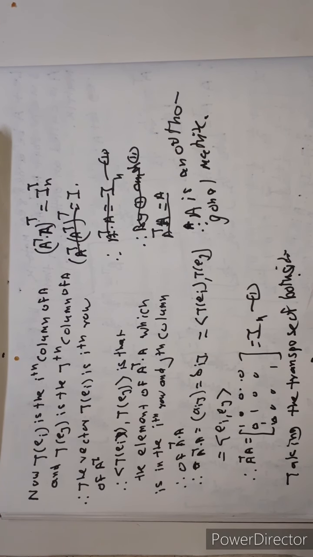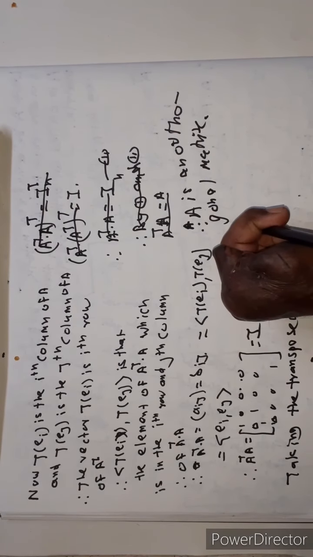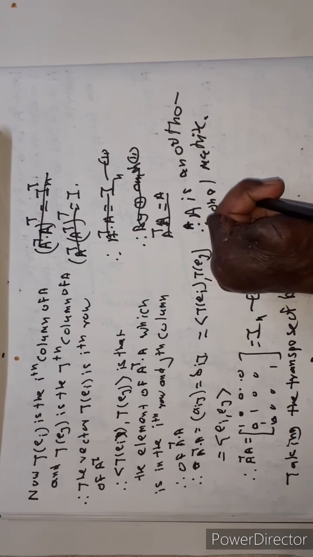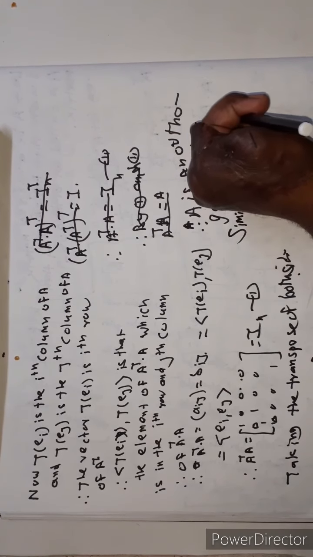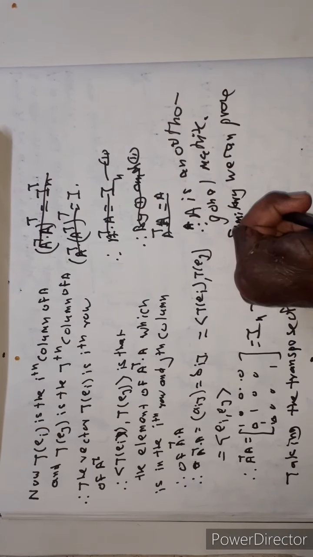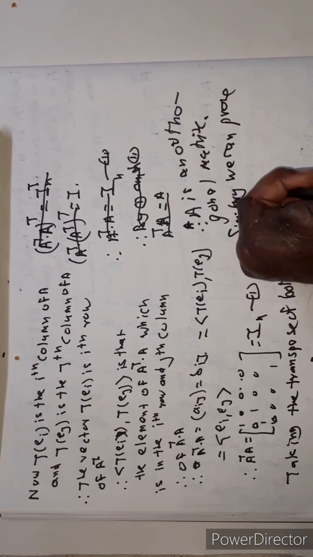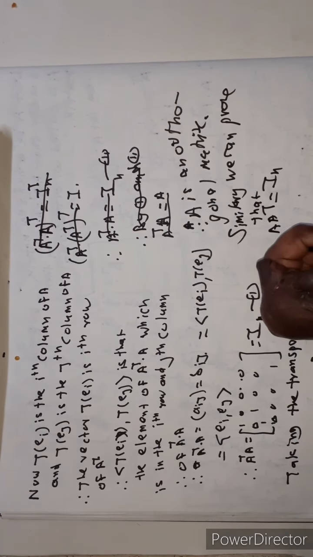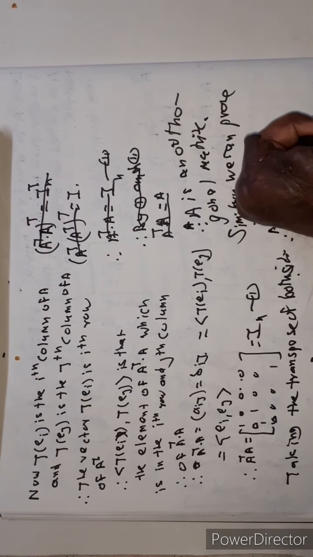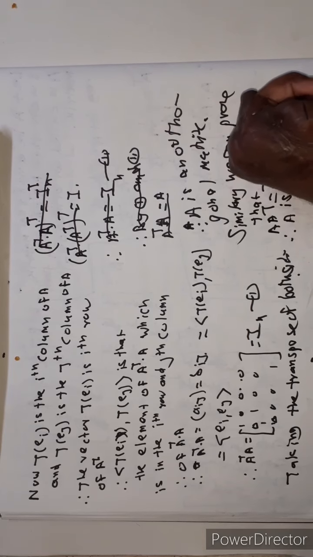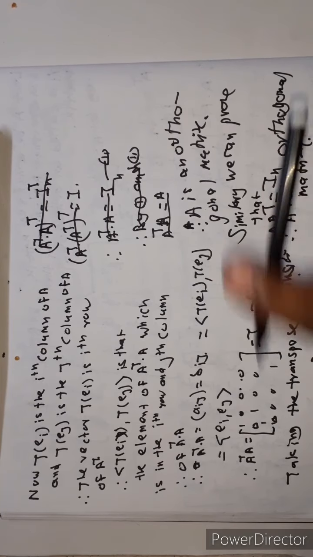Similarly, we can prove that A into A transpose is an identity matrix. Therefore, A is an orthogonal matrix. And therefore the theorem is proved.